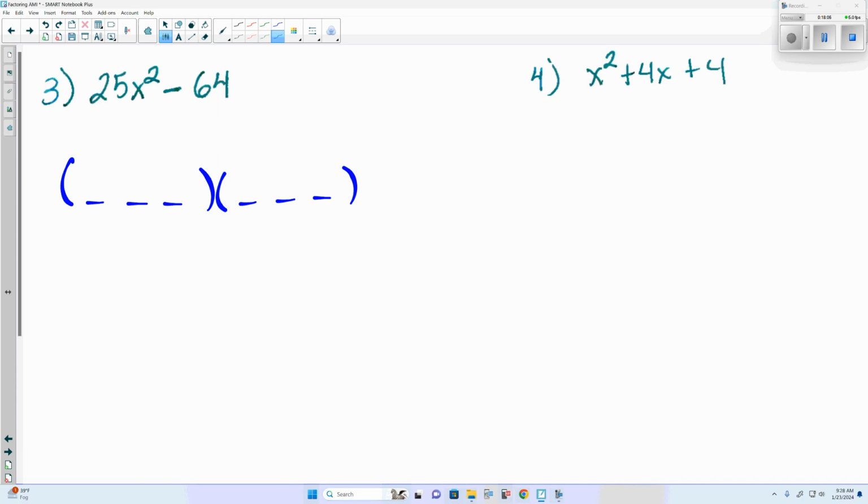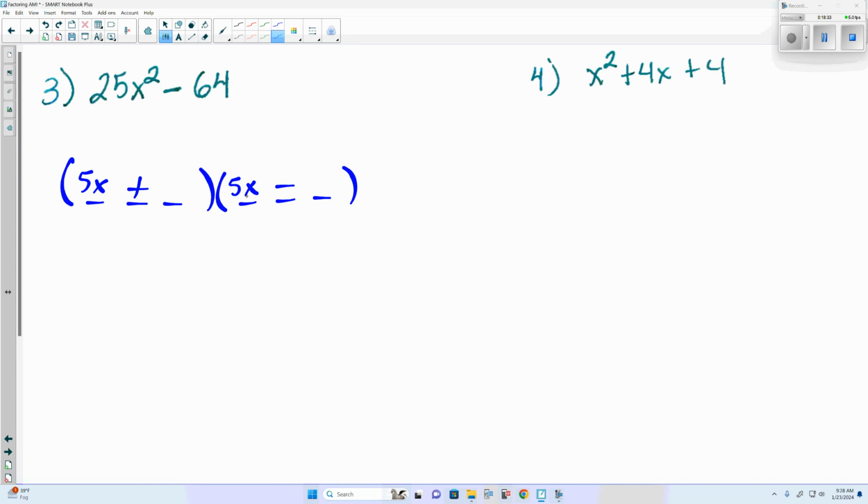So number 3, 25x squared minus 64. Difference of perfect squares is the only one we have. We don't have a sum of perfect squares, but we can have a difference. So our signs are plus and minus. What times itself is 25x squared? So 5x and 5x. It goes first because 25x squared came first.